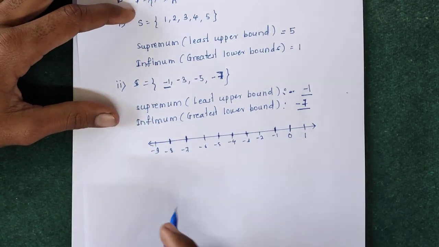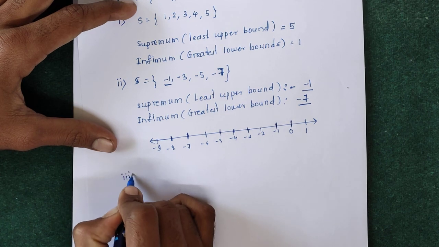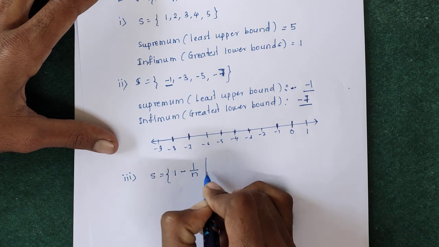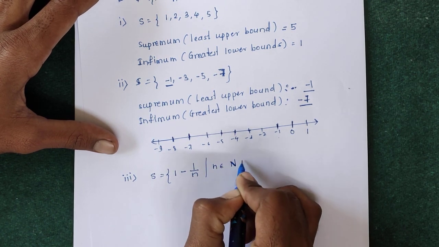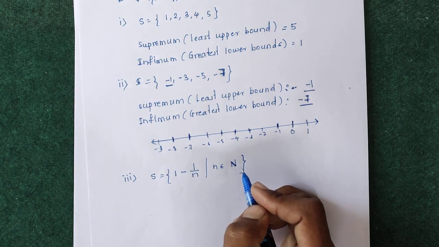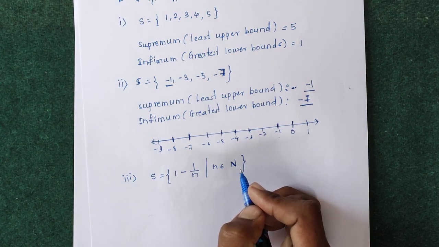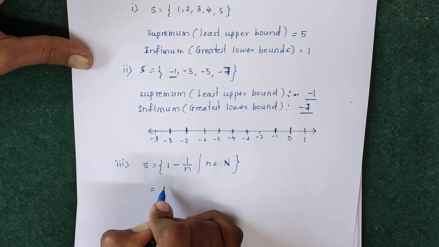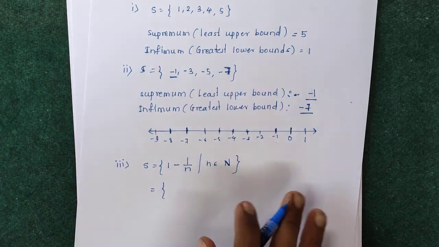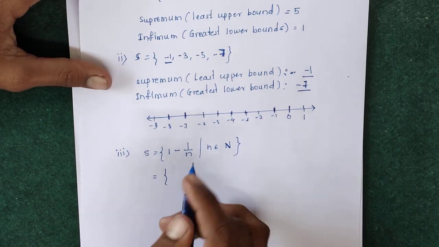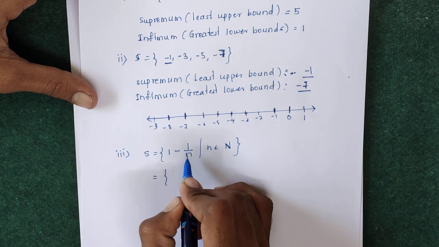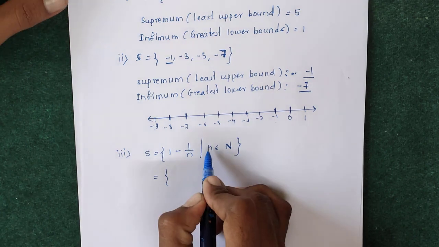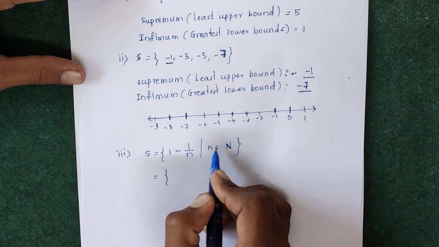Now we will move on to our main example. Suppose set S is given in the form 1 minus 1 by n such that n is in the set of natural numbers. Now we have to find the supremum and infimum. To find the supremum and infimum of such sets, first of all we will try to write the set in numerical form. We are given 1 minus 1 by n, where n is in the set of natural numbers. So we can run this n from 1 to infinity. Natural numbers start from 1.